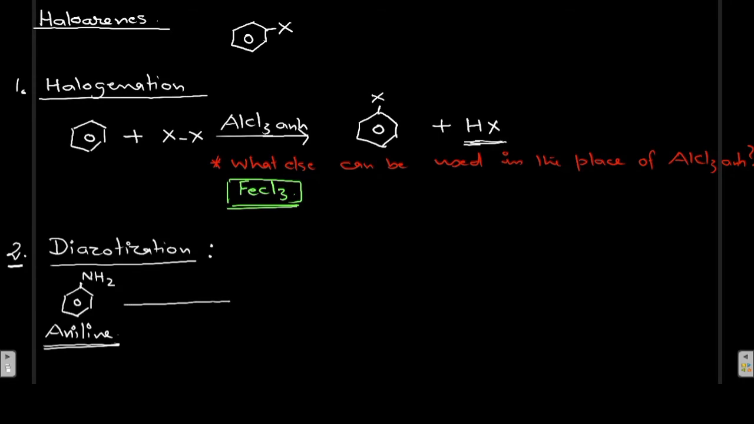When aniline is reacted with NaNO2 plus HCl, then HNO2 will be formed. So you can write any one of these, NaNO2 plus HCl, or simply HNO2. This is nitrous acid. What will happen? Simply on the benzene ring, N2Cl should be attached, and this is a diazonium salt. This is called diazonium salt.